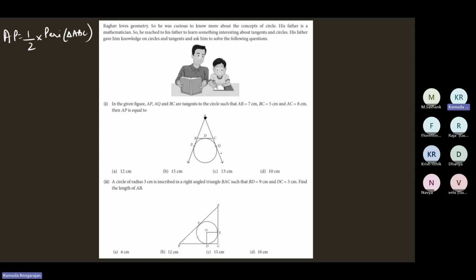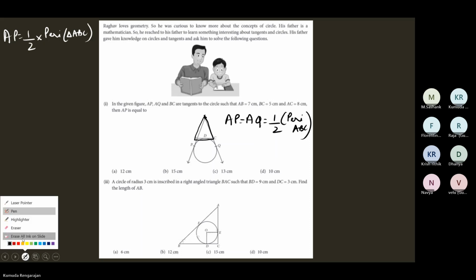AP and AQ are tangents to the circle from the external point A. You can see the triangle ABC. We can prove that AP or AQ is equal to half the perimeter of triangle ABC. The length of the line segment AP or AQ, because AP is equal to AQ, is equal to half the perimeter of triangle ABC.